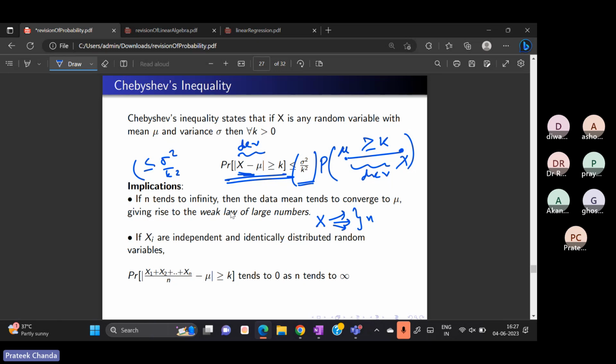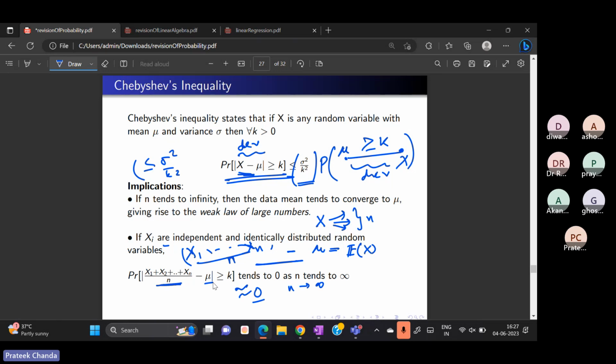And similarly for another notion, let's say all my xi's are independent and identically distributed. Then I can write it as follows: if I have x1 up till xn, and the mean of these samples only, and the entire mean of p of x, then this deviation again closes down to zero. The deviation that is greater than k is actually close to zero as n tends to infinity.